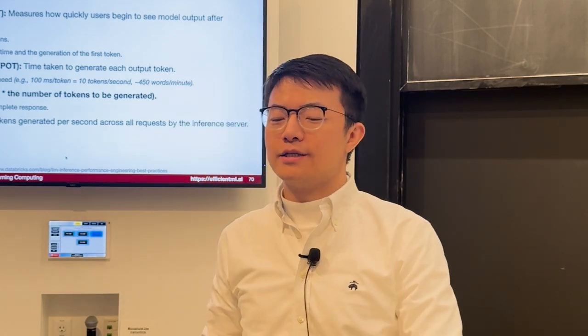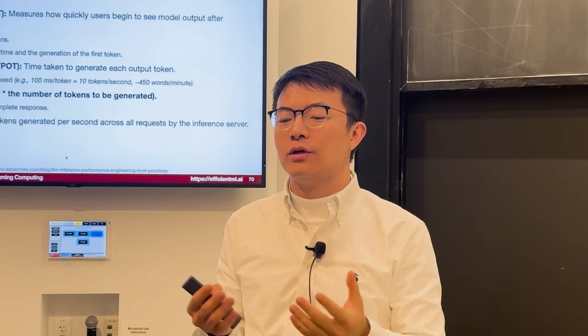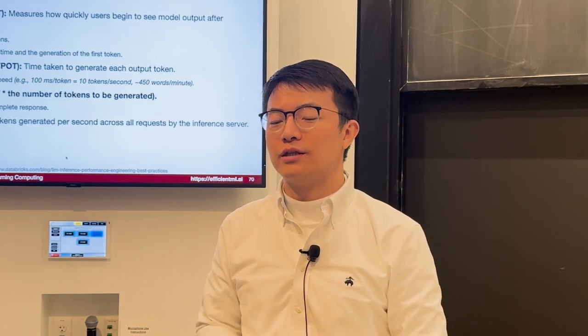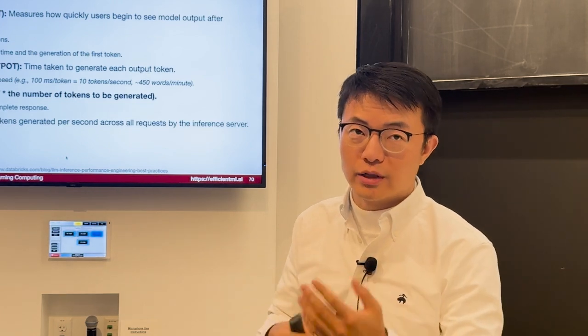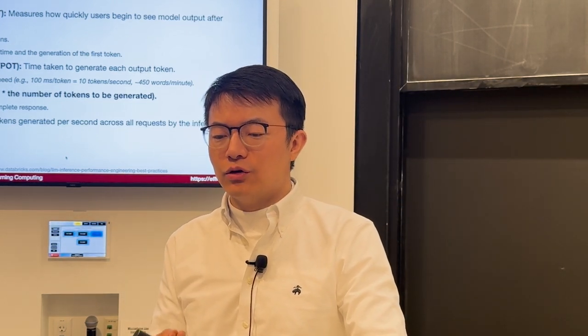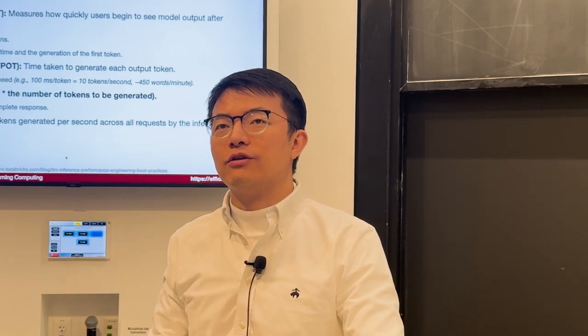The total latency equals the time to first token plus the time per output token times the number of tokens to be generated. That's the total latency to complete the task. And the throughput is the number of tokens generated per second across all the requests by the inference server.